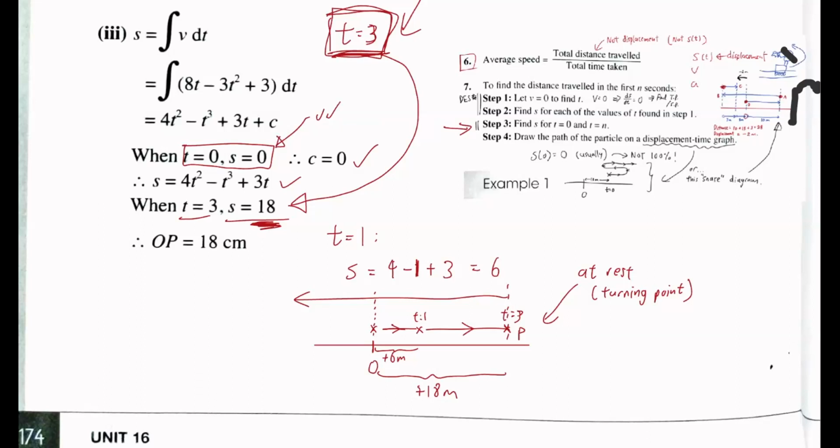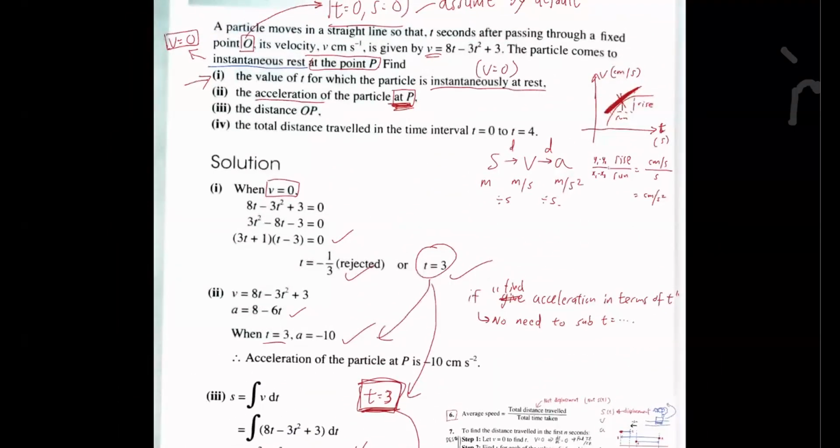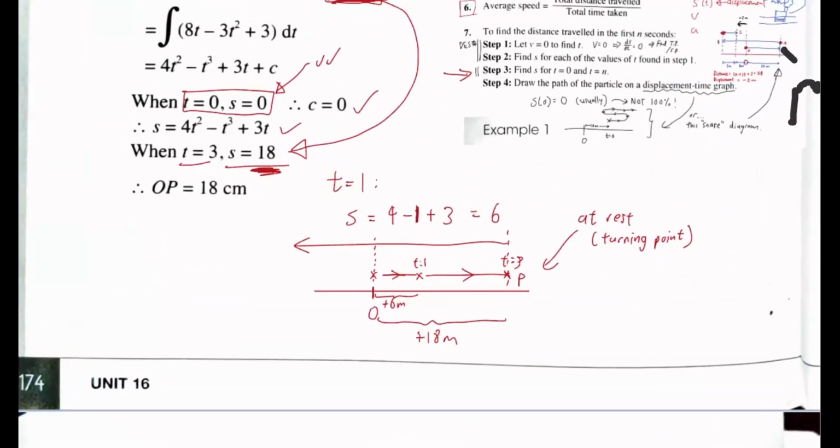What's n? Let's read the question again. Part 4 says total distance traveled in the time interval from t equals 0 to t equals 4. So that's the n, n equals 4. So now I just have to substitute in t equals 4 to get s. 4 times 4 squared minus 4 to the power 3 plus 3 times 4. What's that value? Let's calculate it.